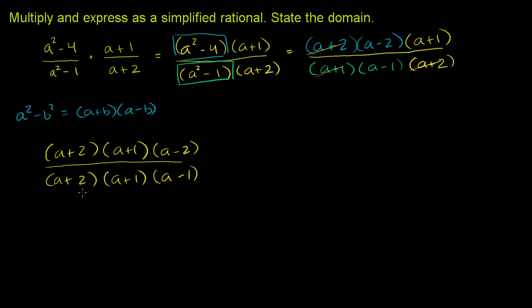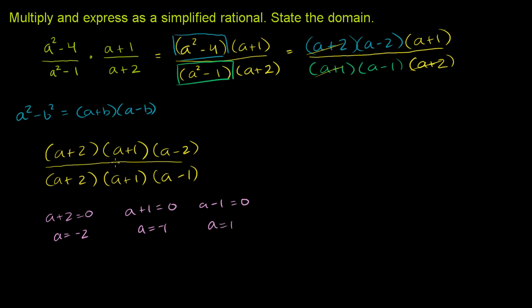Now, before we simplify, this is a good time to think about the domain, or the a values that aren't in the domain, the a values that would make this expression undefined. Like we've seen before, the a values that would do that are the ones that would make the denominator equal 0. You could say a plus 2 is equal to 0, or a is equal to negative 2. A plus 1 is equal to 0, subtract 1 from both sides, a is equal to negative 1. Or a minus 1 is equal to 0, so add 1 to both sides, and you get a is equal to 1.